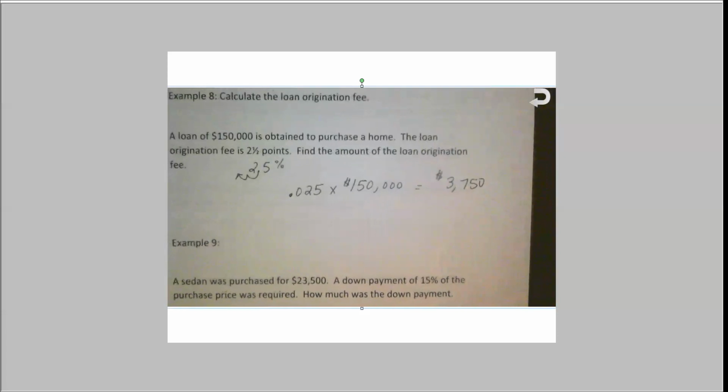Okay, points means percent. After you change that to percent, shift your decimal back 2 spaces to the left.